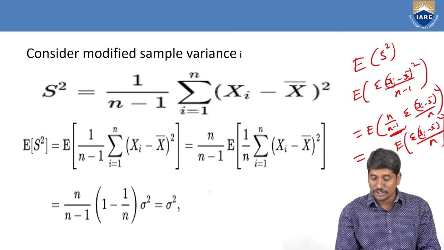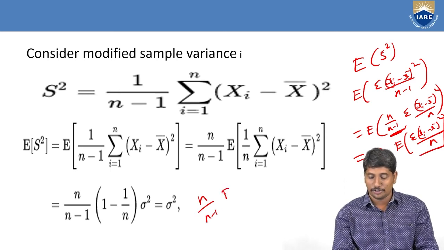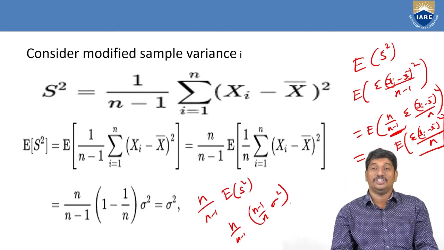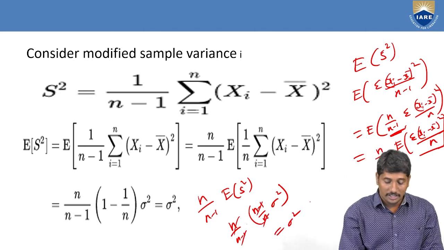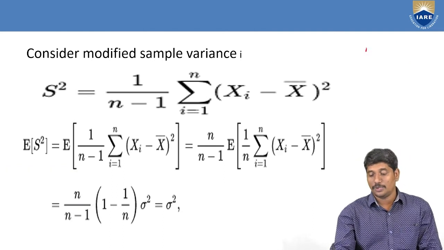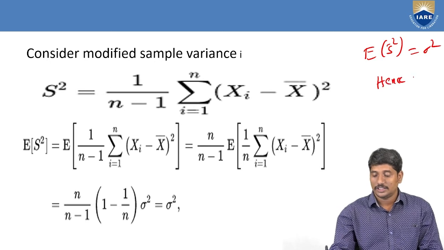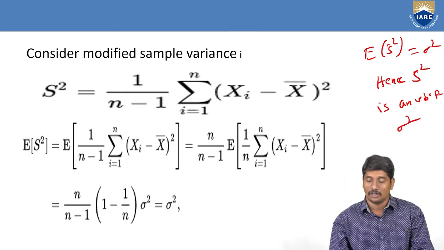Okay, so just now we proved that n by n minus 1 times the expectation of s square, that is n by n minus 1 into n minus 1 by n sigma square. We just now proved it. And n minus 1 cancels, n cancels, the answer is sigma square. So what we arrived at is that the expectation of S bar square is equal to sigma square. Hence S bar square is an unbiased estimator of the population variance sigma square. That is what we are concluding here.